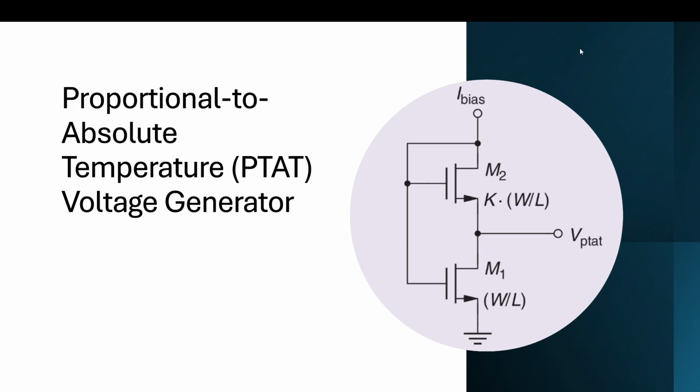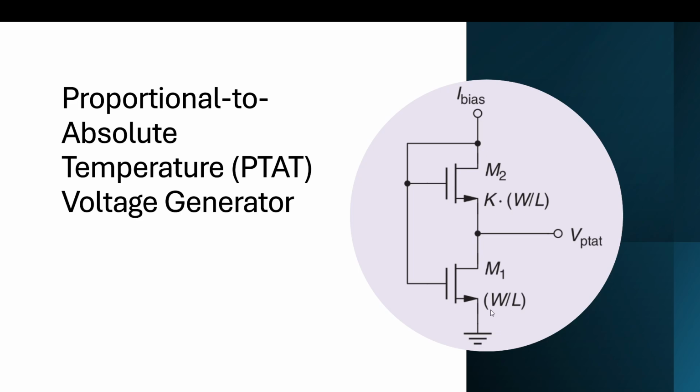So basically, here is one NMOS which is named M2 and another is M1. Both design parameter W/L ratios are different. In the M2 NMOS transistor, my W/L ratio is k times that of my M1 transistor. And what is basically VPTAT? Basically, VPTAT is your output.